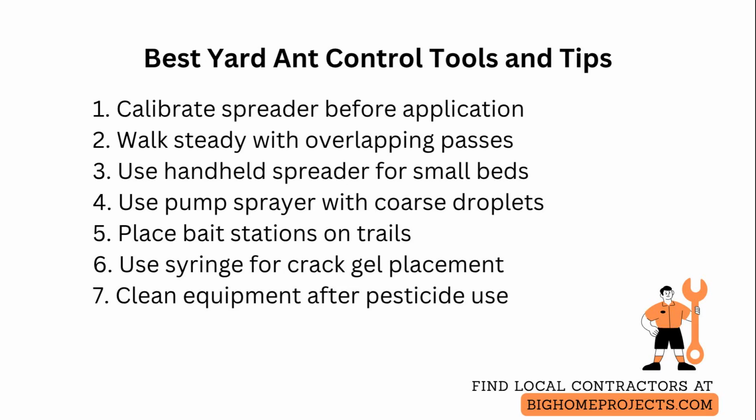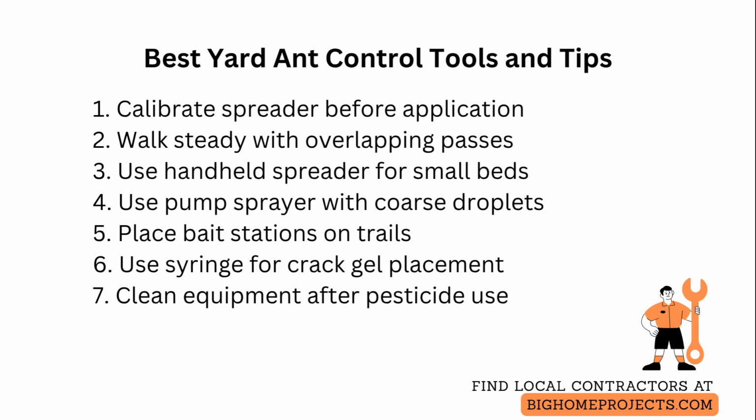For liquid perimeter treatments, a pump sprayer with adjustable nozzle supports coarse droplets that sit on soil and mulch without excessive drift, and a fan or cone nozzle can be useful for band treatments along foundations. Flush and clean the sprayer after use, and label it for pesticide use only.